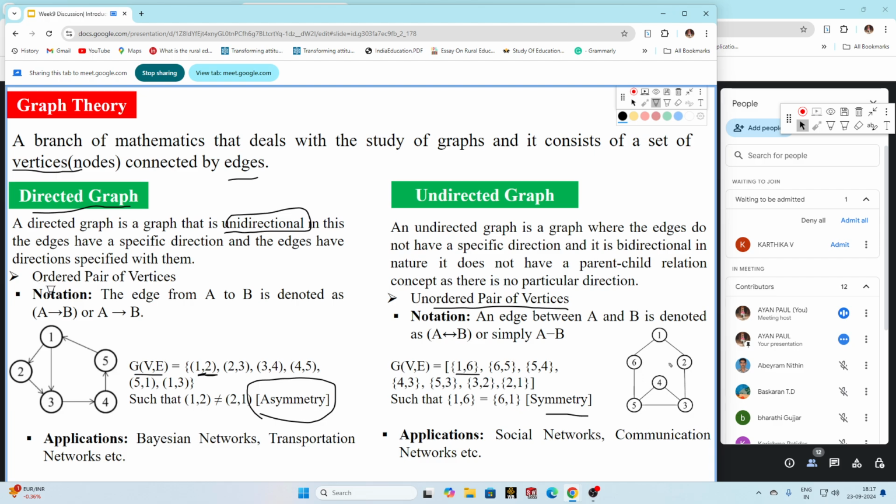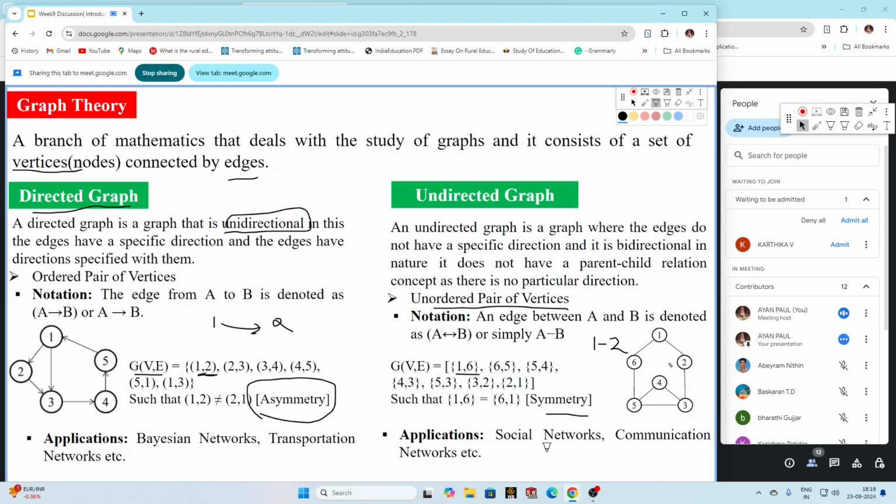Okay, now notation, how to write notation of directed graph. When A is connected to B, or when 1 is connected to 2, we can write 1 directed to 2. Okay, but here we will just write 1 comma 2. So this is the difference of notation between directed and undirected graph.